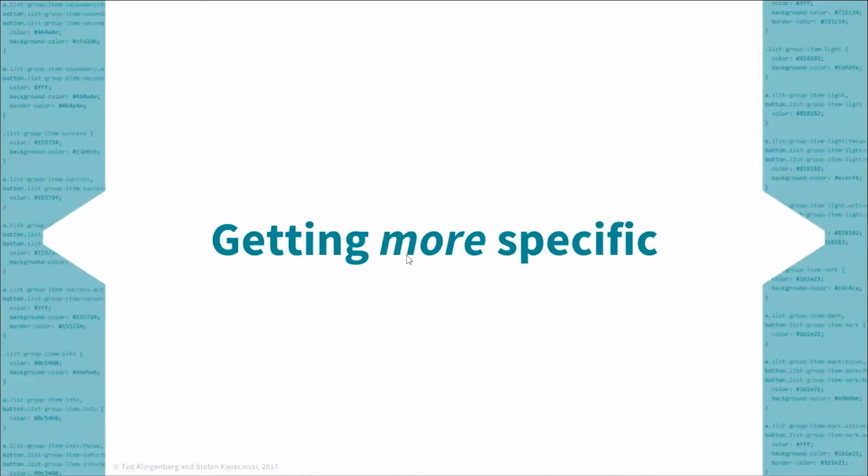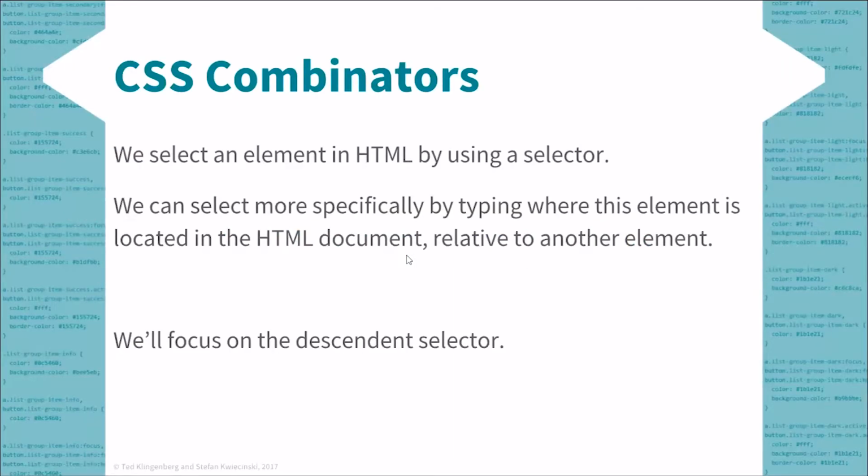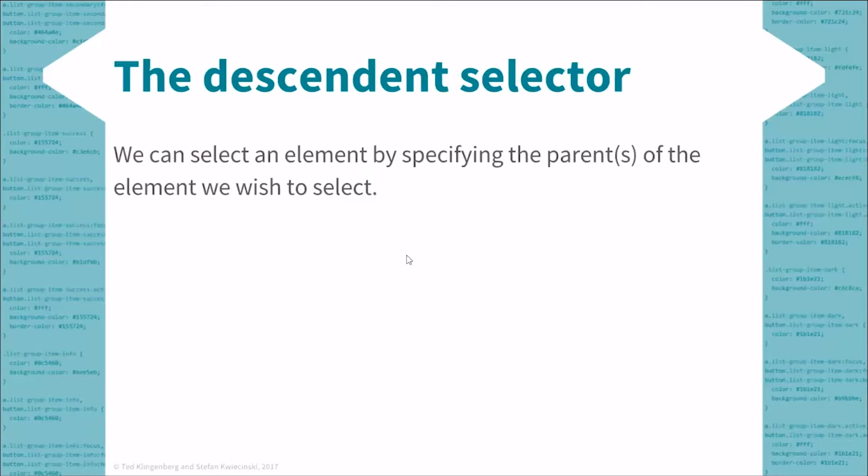So let's get a little more specific with CSS. We can select elements in HTML using a selector, and we can select more specifically by typing where this element is relative to another element. And this is where combinators in CSS become more important. And there's a bunch of different combinators. There's the Descendant Selector, there's the Adjacent Sibling Selector, and there's a few others. But today we're only going to be focusing on the Descendant Selector. So the Descendant Selector allows us to select an element by specifying what the parents of that element are.